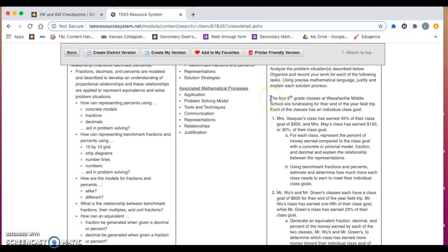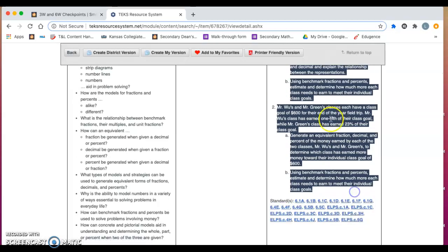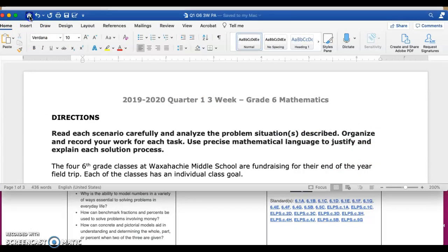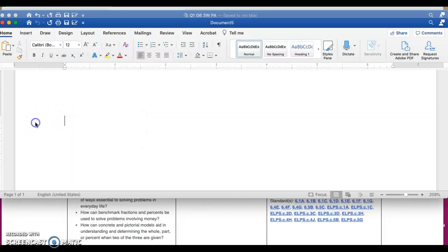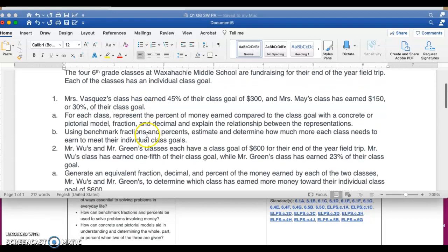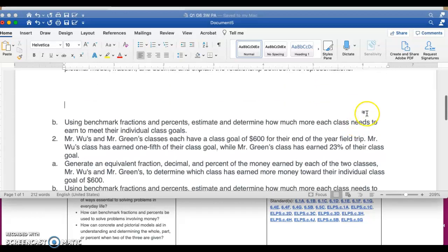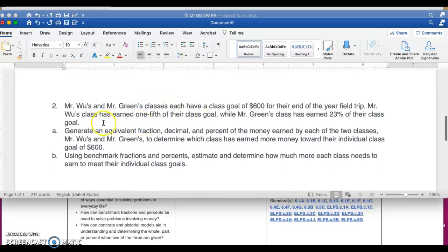The best way to unpack a performance assessment is to take a copy of the question, which I'm going to highlight, and cut and paste onto a Word document. We need a blank document. And I'm going to paste this here. So here is the question. What I would do is either get a paper or digital copy of this question with all of its parts. I'm going to space it out a little bit better.